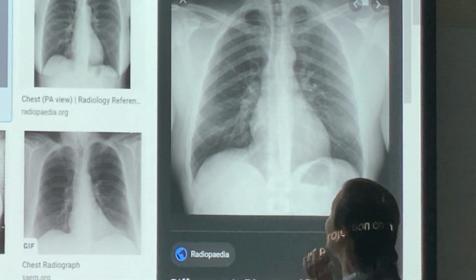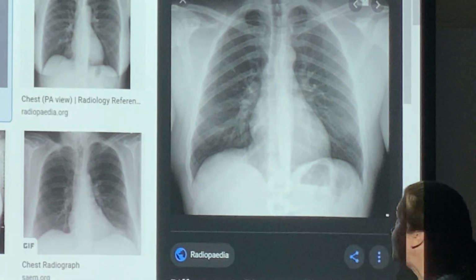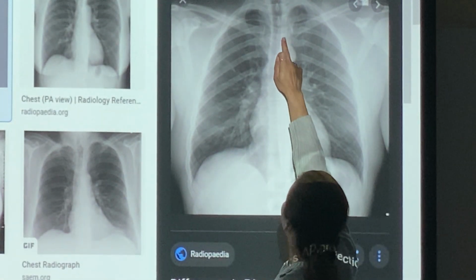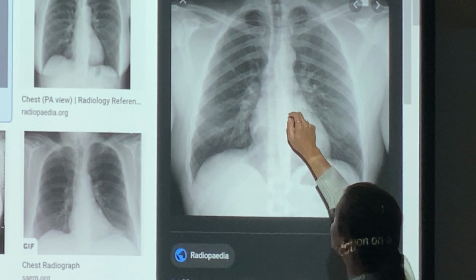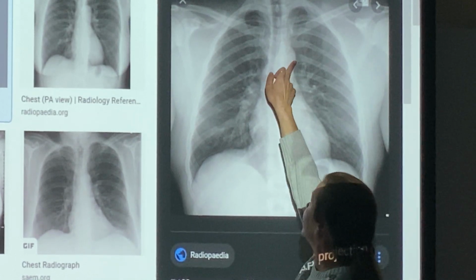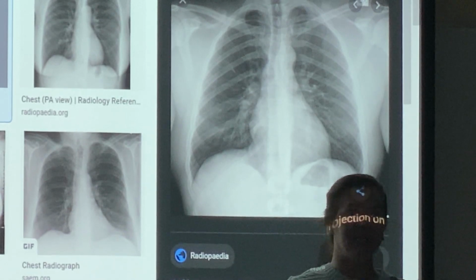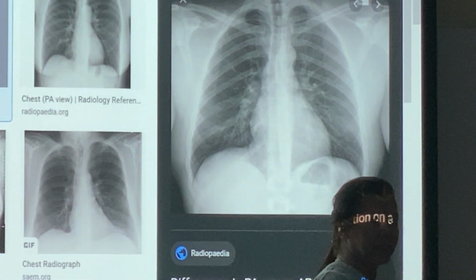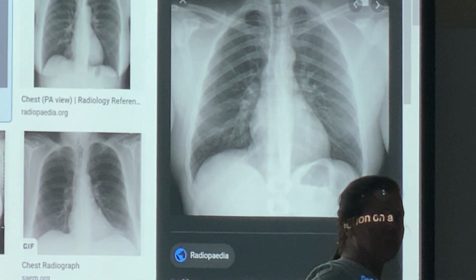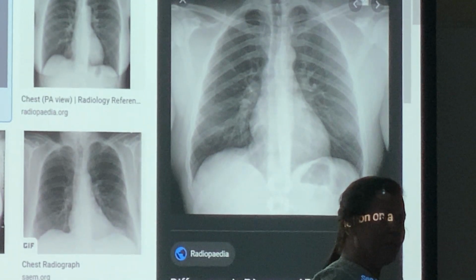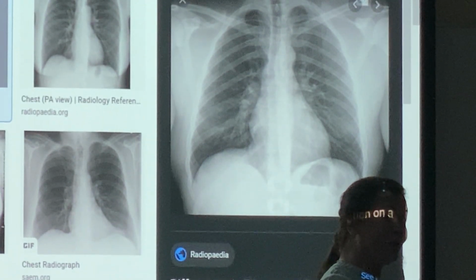Okay? So if we keep going through the anatomy, more or less at the level of the 4th intercostal space, you have the aortic arch. Okay? So if you remember, your heart is tilted like this in your chest. So what you basically see the most is the right atrium, right ventricle, and a little bit of left ventricle.